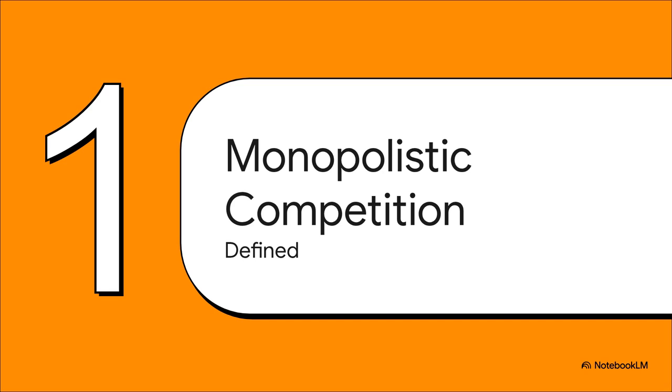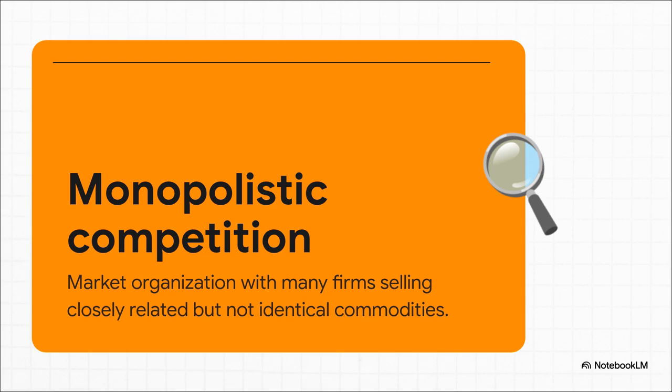Section 1. Monopolistic competition defined. Okay. Understanding the rules of engagement here is absolutely critical before we start looking at any graphs or math. Monopolistic competition is basically defined as a market organization where you have many firms selling closely related but not entirely identical commodities. That word many is really the key here. Because of product differentiation, like Tide smelling just slightly different than Cheer, sellers actually have a tiny bit of control over the prices they charge.